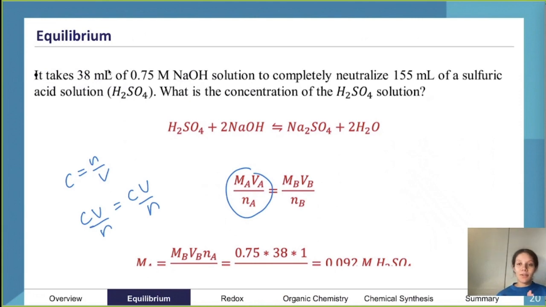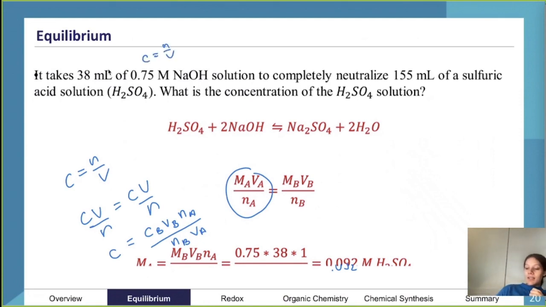So then we can sub in the values that we have from the question to solve for our unknown concentration of the acid. So that means we end up with concentration equals C of the base, V of the base, n of the acid, over n of the base, multiplied by the volume of the acid. So if we sub all those values in, we end up with 0.092 molar of sulfuric acid.